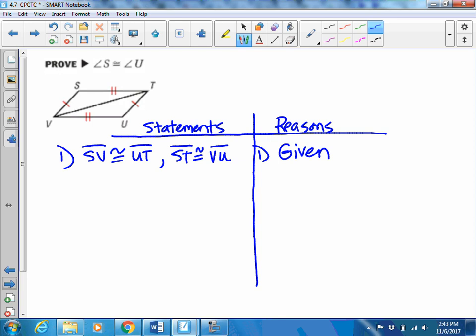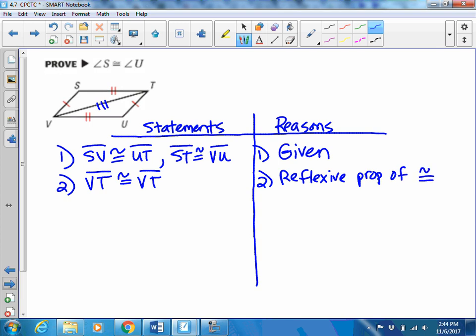So feel free to pause the video or rewind, fast forward as you need. Okay, my goal here is to, number one, show the triangles are congruent. So I can add my reflexive. So step two, I'm going to talk about the reflexive. So segment BT is congruent to segment BT, reflexive property of congruence. And I now have enough to show my triangles are congruent.